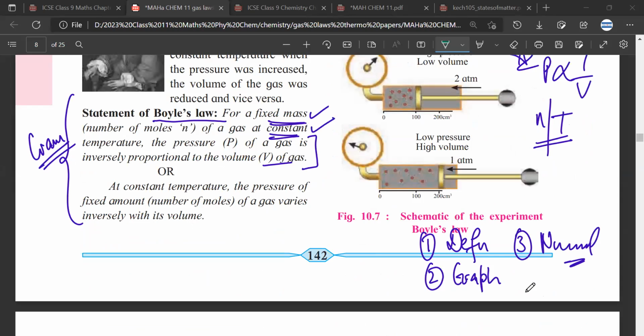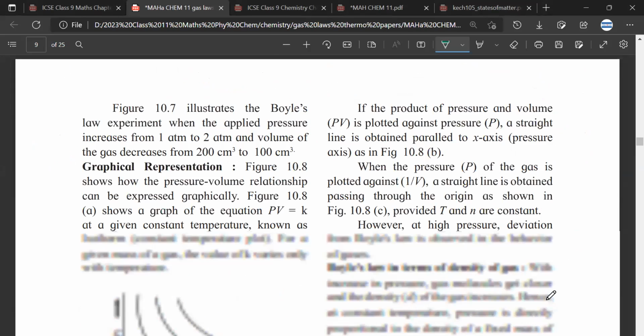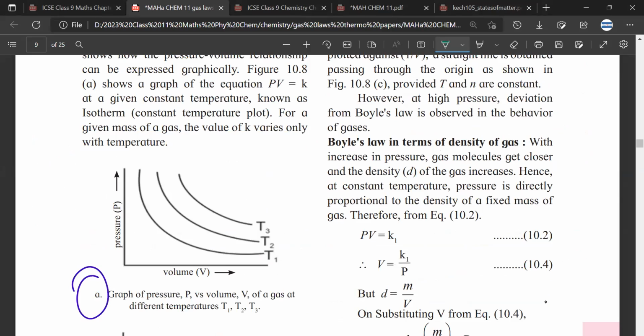So we have understood the definition of Boyle's law. We have understood how to do numericals of Boyle's law. Now let us try to understand this part of Boyle's law, the graphs. See, this is the first graph that we should be very clear about. What Boyle's law says is that the product of pressure into volume is constant.